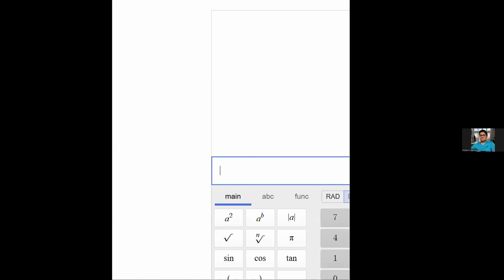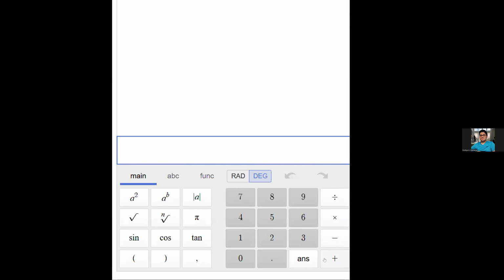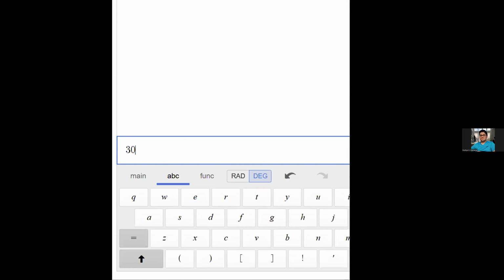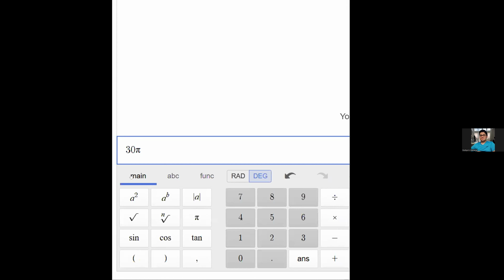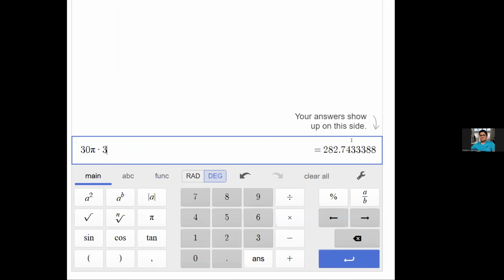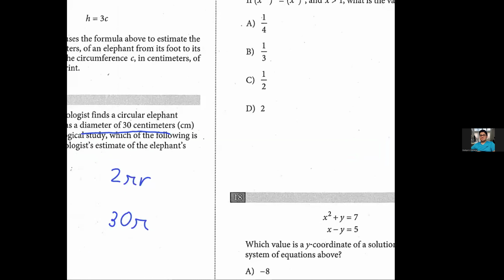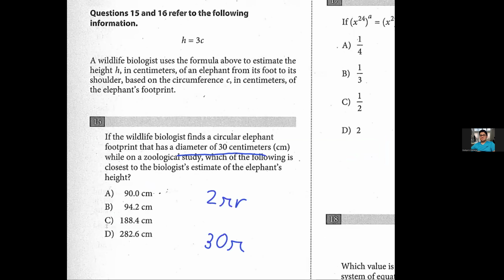So for this, we would get 30, where's pi? Pi. And then we would have to multiply by 3, which gets us 282.7, which is pretty close to 282.6. So the correct answer is answer choice D.